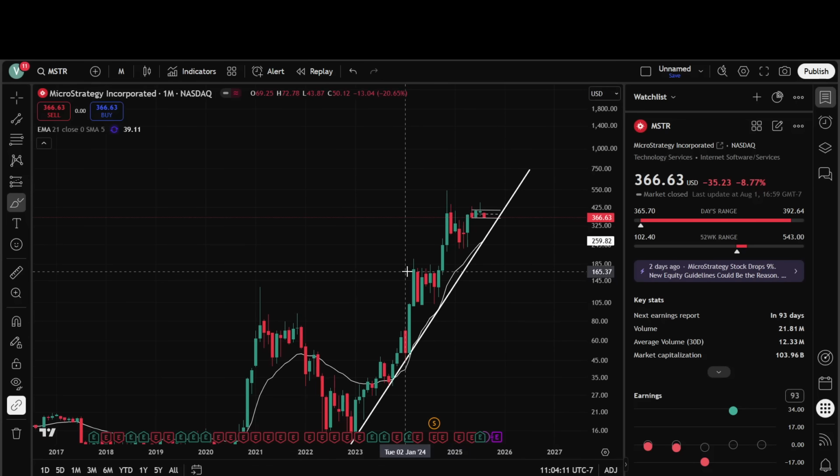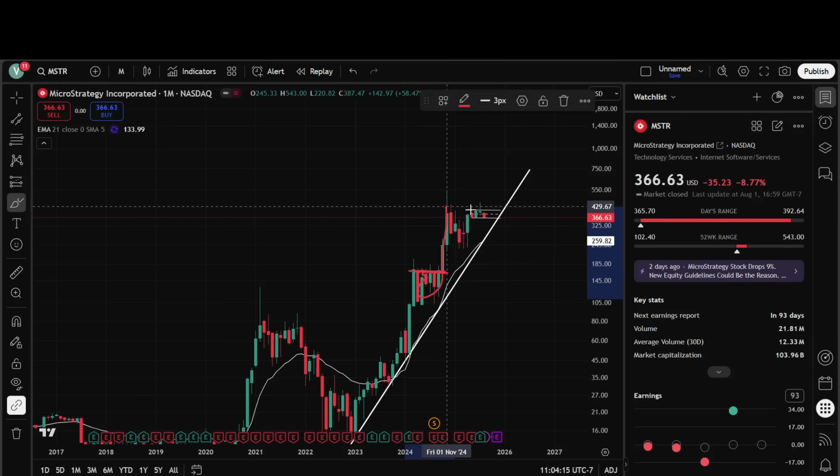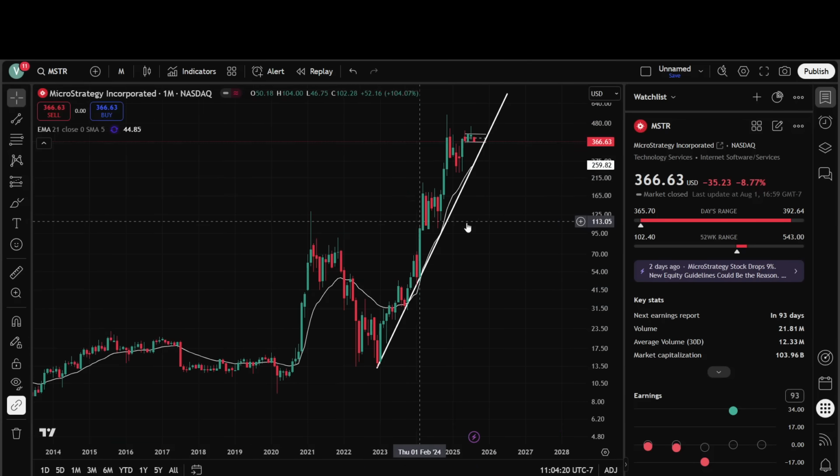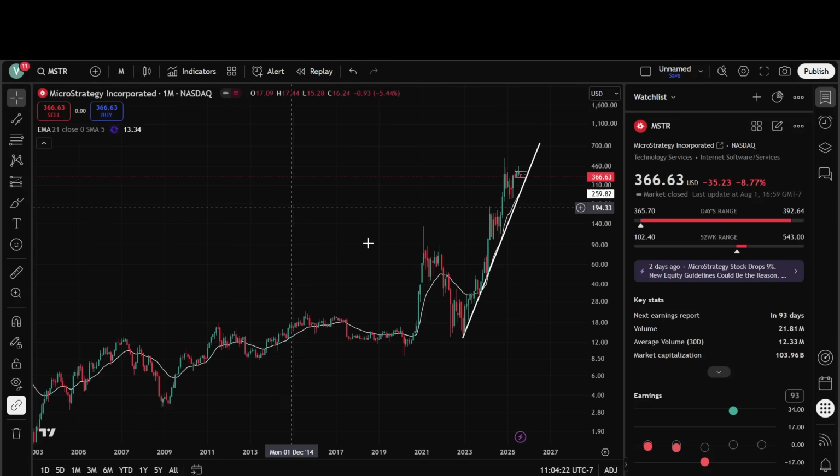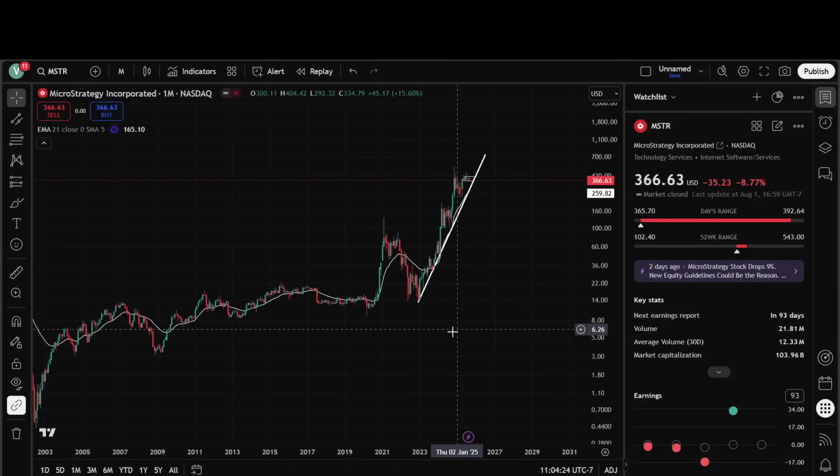Even on the last consolidation, we were going sideways, then we had a nice move up. Now we're going sideways again. Could be due for a nice move up in the future. I still think there's a lot of room to the upside because of this long-term channel in play.